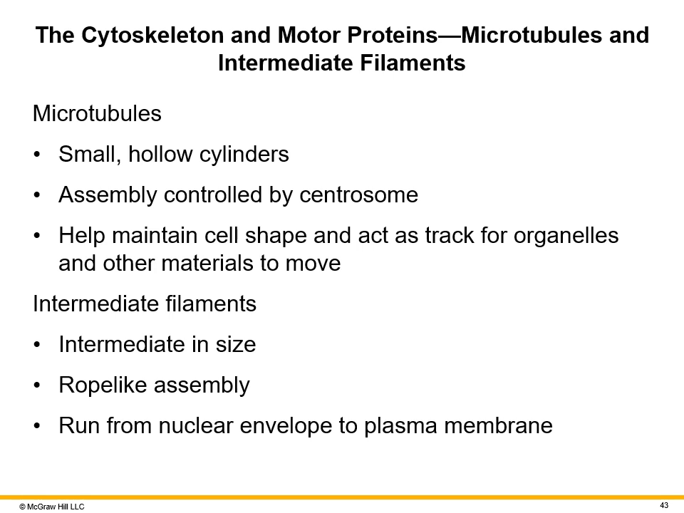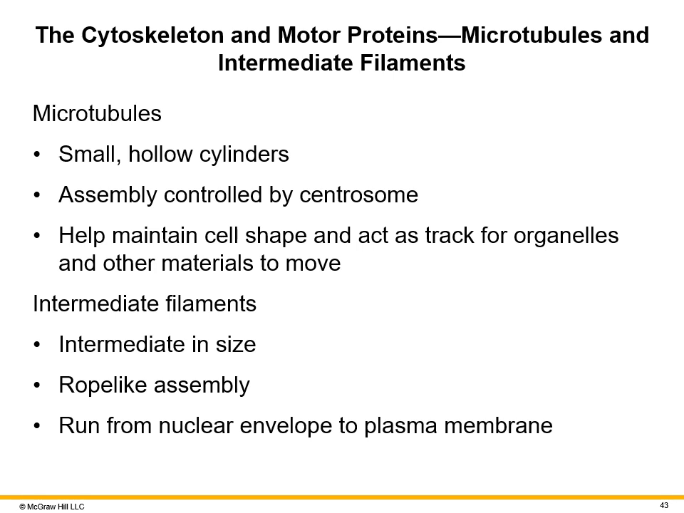Continuing with the cytoskeleton, it is made up of 3 different types of proteins. So we have the microtubules, the intermediate filaments, and the microfilaments. The microtubules are small hollow cylinders, so they look like tubes, and their assembly is controlled by centrosomes, which are located in the cell. They help maintain the shape of the cell and act as a kind of track or road for the organelles and other vesicles to move on, as we saw earlier with kinesin.